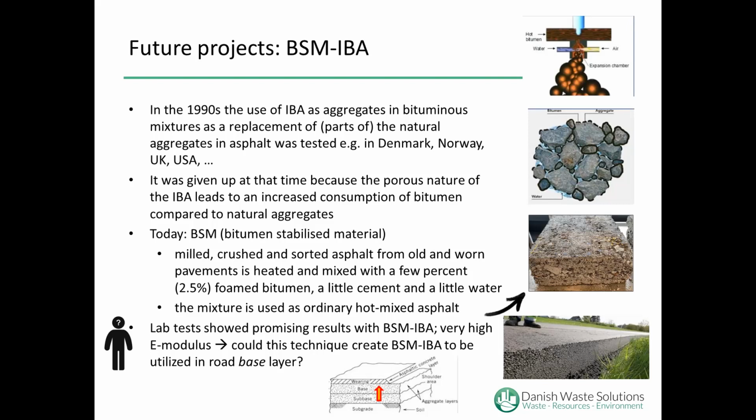Today, however, with the increasing pressure on recovery of resources and recycling, a bitumen stabilized material method is used for asphalt. In this method, milled, crushed, and salted asphalt from old pavement is heated and mixed with some percentage of foam bitumen, a little cement, and a little water. And this mixture is then used as an ordinary hot asphalt mix.